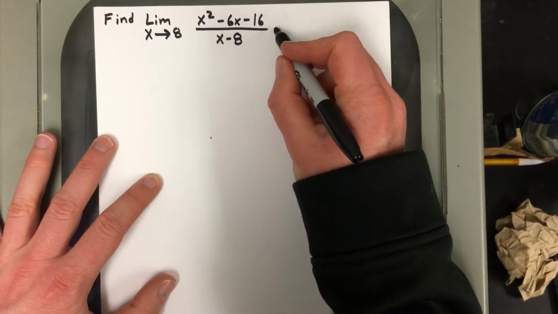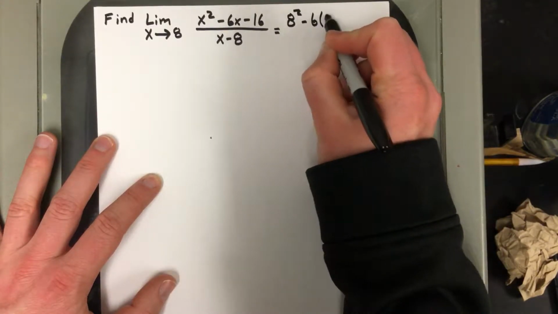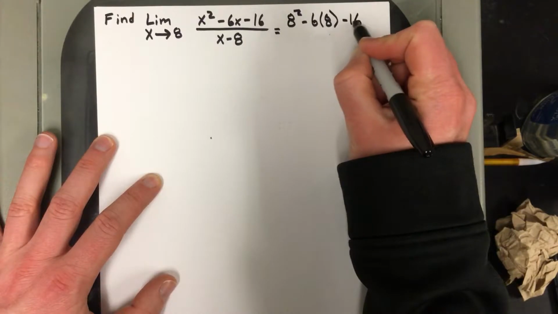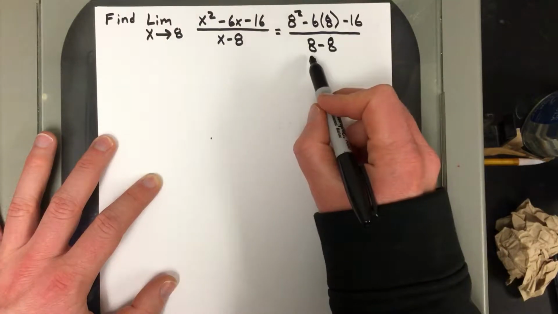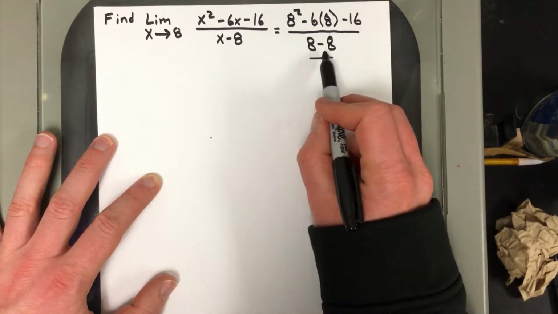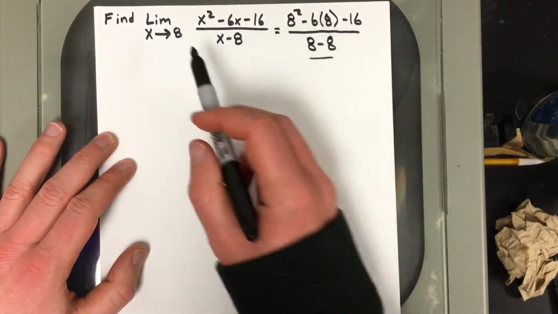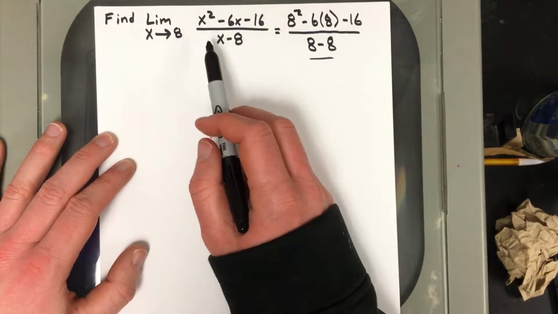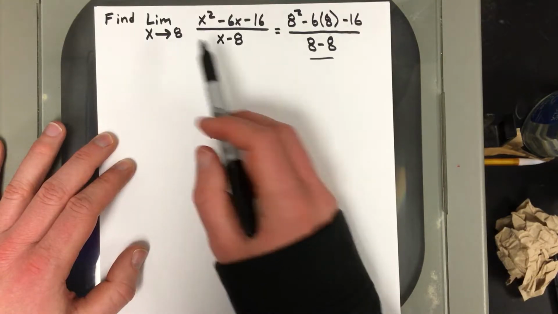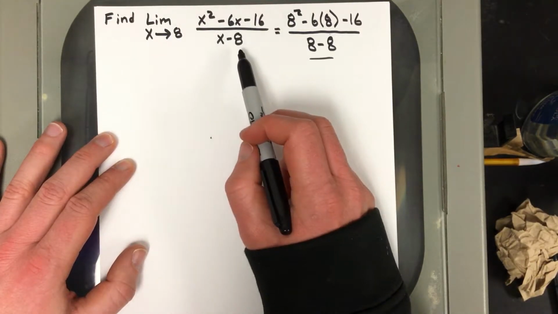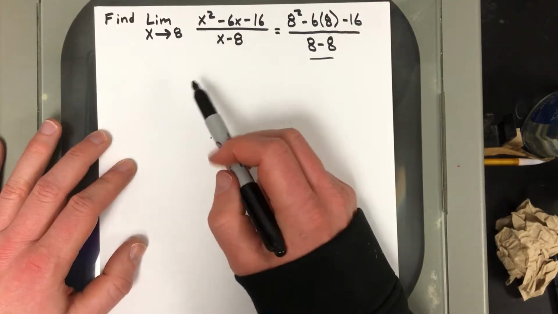We plug it in. So the first thing I do is I say 8 squared minus 6 times 8 minus 16, all over 8 minus 8. Here's the problem. That is going to give us 0 in the denominator, which means we're going to be dividing by 0, which means that's undefined. So this function itself does not have a range value for a domain value of 8. So we can't evaluate this limit the easy way, which is just plugging in the number. We need to do some algebraic manipulation first and then plug that in.